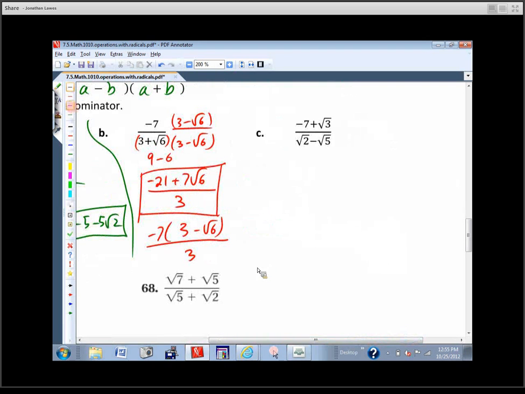Okay, let's take a look at the next one. This one's kind of ugly. The denominator has 2 radicals in it. It's got a radical 2 minus a radical 5. Does that change what we do? No, it doesn't. Because even though these both have radicals, if you multiply by its conjugate, which is going to be radical 2 plus radical 5.